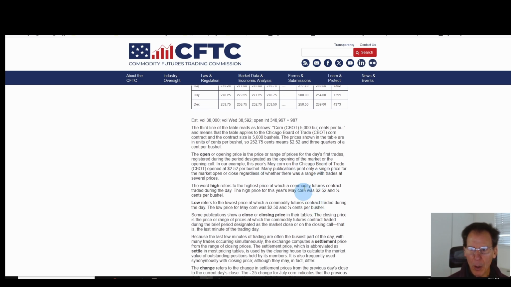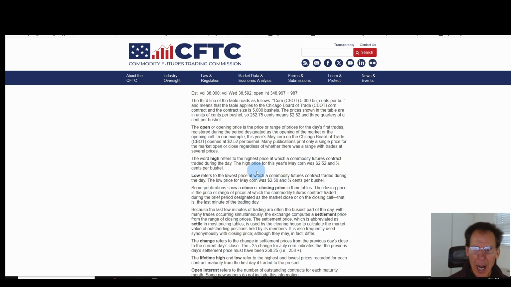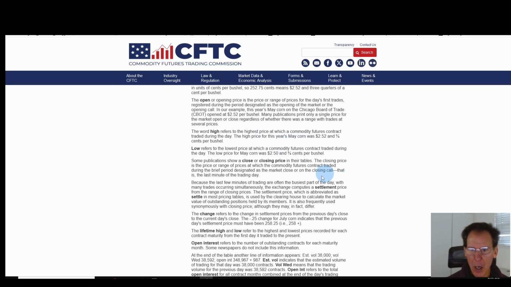Many publications print only a single price for the market open or close, regardless of whether there was a range with trades at several prices. The word high refers to the highest price at which a commodity futures contract traded during the day. The high price for this year's May corn was $2.52 and 3/4 cents per bushel. Low refers to the lowest price at which a commodity futures contract traded during the day. The low price for May corn was $2.50 3/4 per bushel.